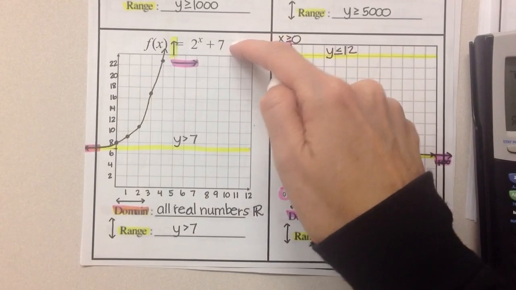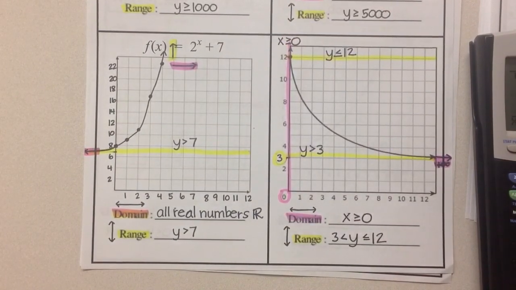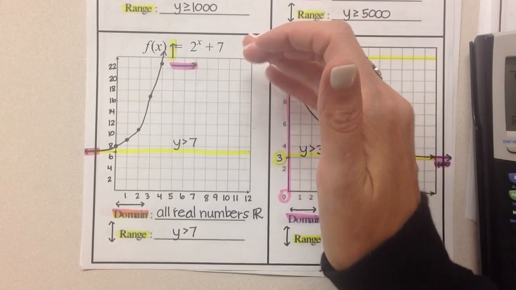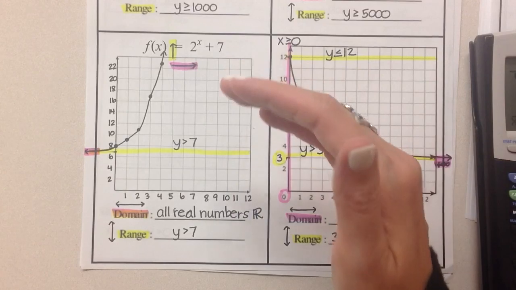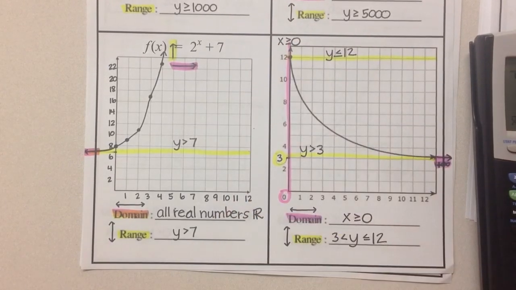So when they give you the equation, it's helpful if you graph it on your calculator. You may have to do some window adjustments to help you sketch the graph, but you just need to ask yourself, are they asking me to leave out any x values? Okay, if not, then your domain would be all real numbers.